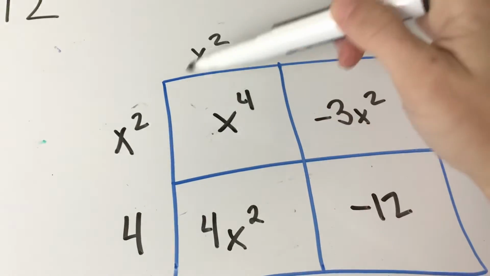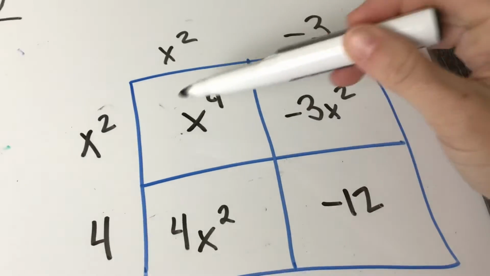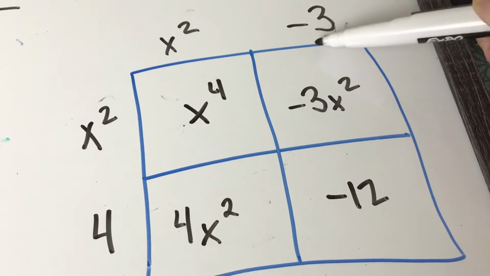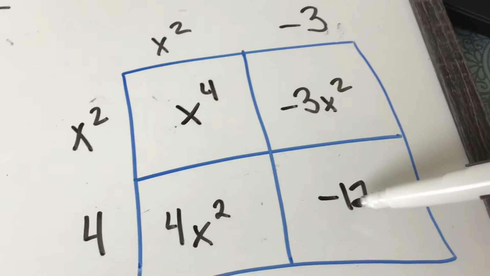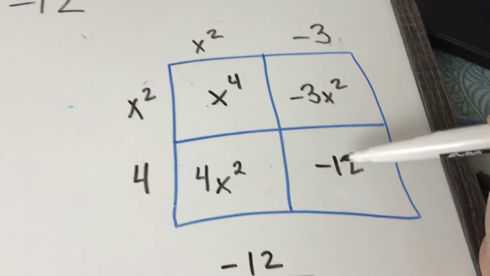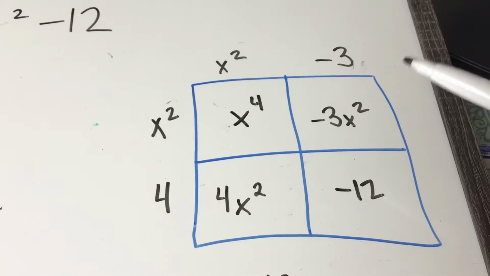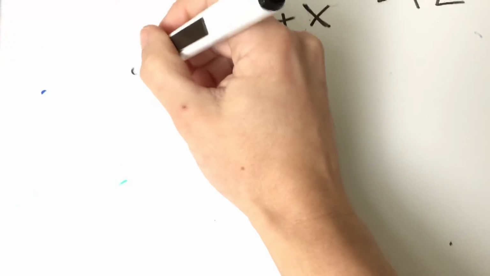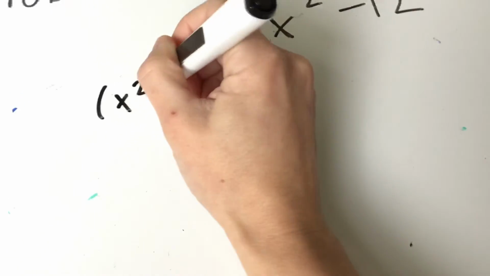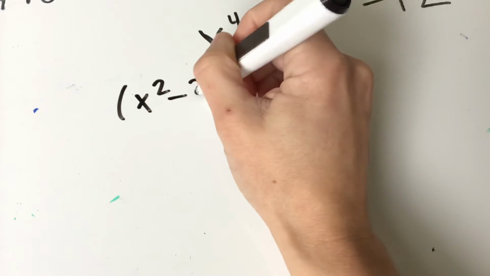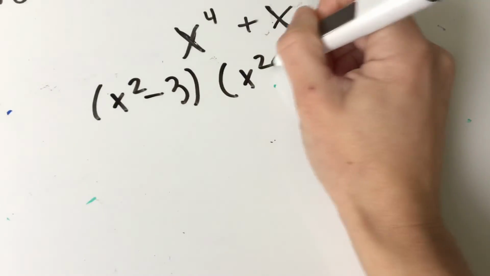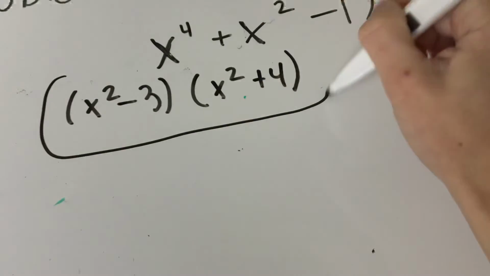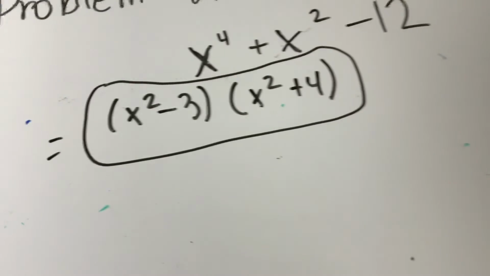The reason for this is that 4 times x squared is 4x squared, and x squared times negative 3 is negative 3x squared. And negative 3 times 4 is negative 12. So now I have all this information here. If I go over here on the side, and I'll pan out so you can see the whole answer, I have x squared minus 3 times x squared plus 4. This is your answer, or the factored form of that equation.